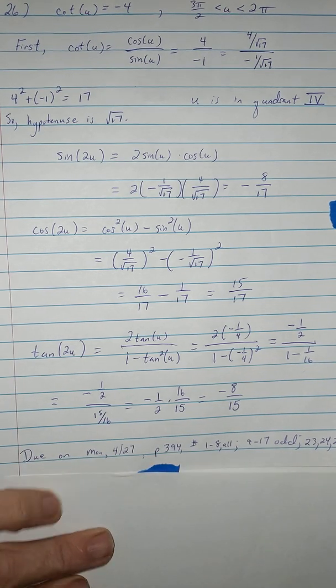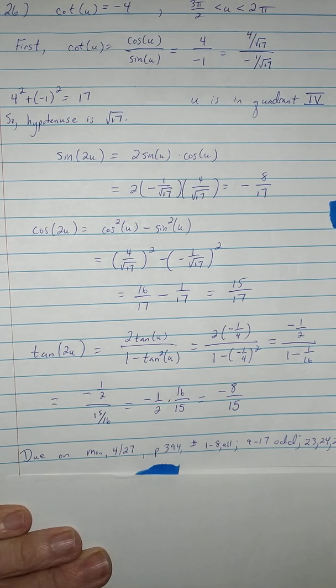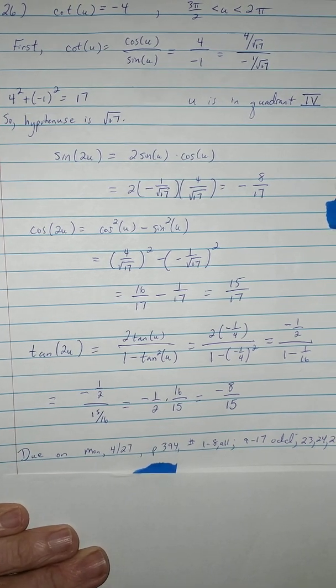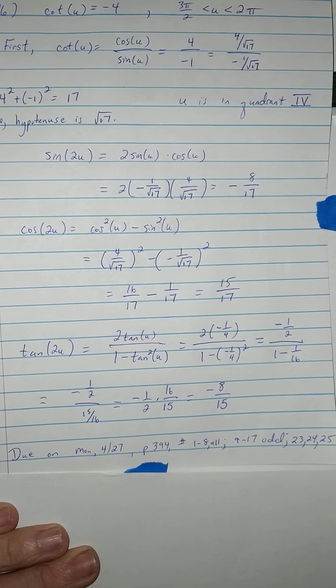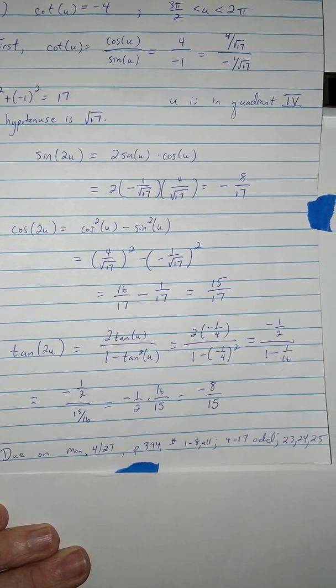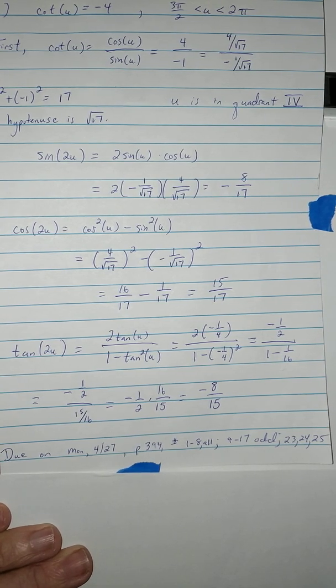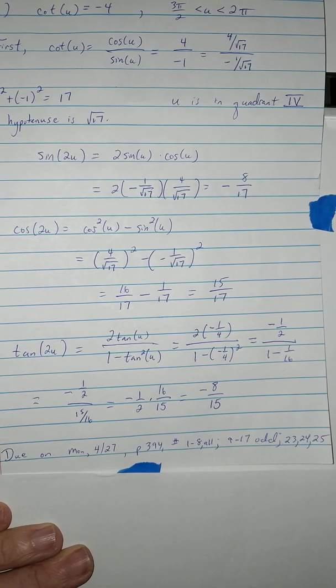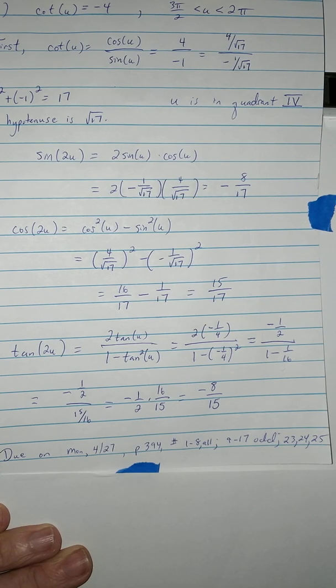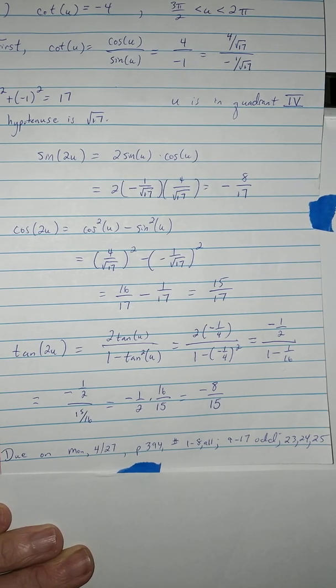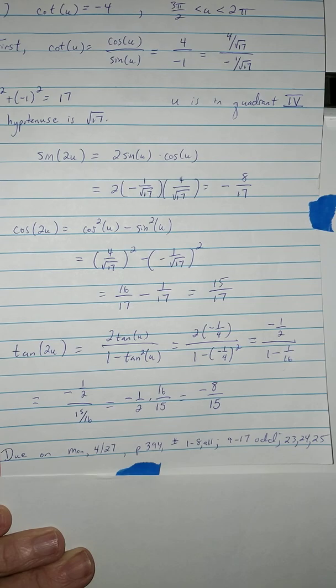The assignment, which will be due on Monday, April 27th, and I think this is also pretty much posted accurately on Gradebook Wizard's website, page 394, numbers 1 through 8 all, 9 through 17 odds, also 23, 24, and 25. Rewatch this as many times as you need to. Check out your textbook or go to the internet and look up other videos to help yourself out and show up in Zoom. See you tomorrow.